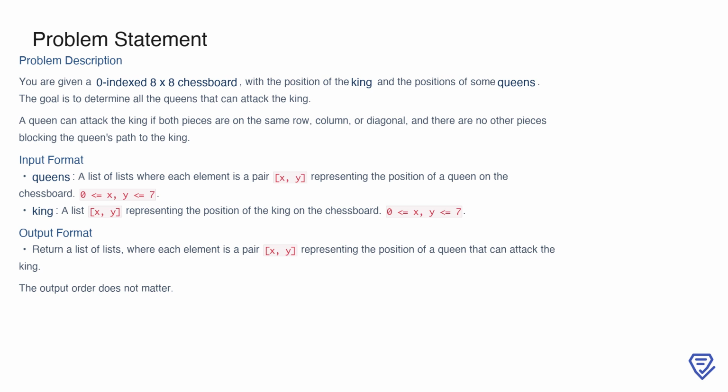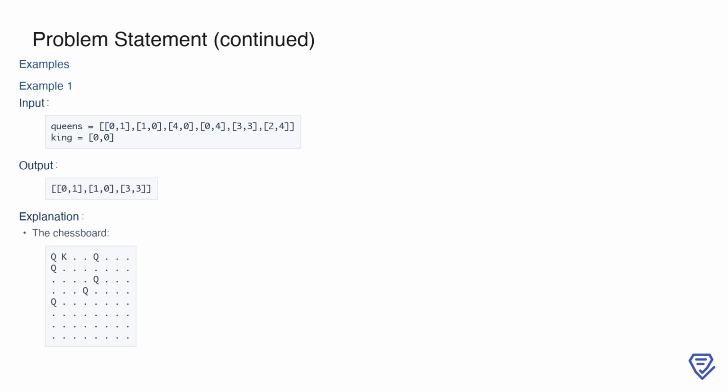The input includes two lists, one for the positions of the queens and one for the position of the king. Each position is represented as a pair of integers, x, y, where both x and y range from 0 to 7, corresponding to the rows and columns of the chessboard. The output will be a list of positions for all queens that can attack the king, and the order of the output does not matter. Let's look at an example to clarify.